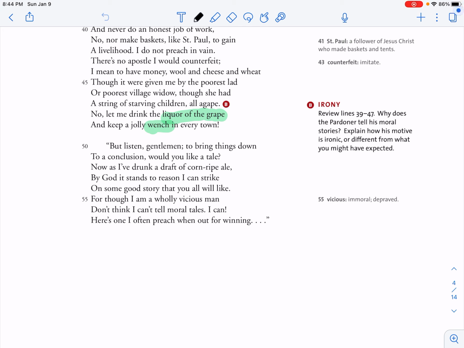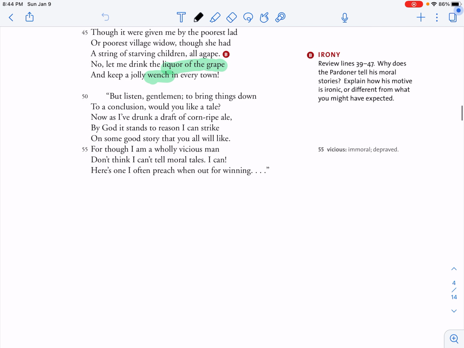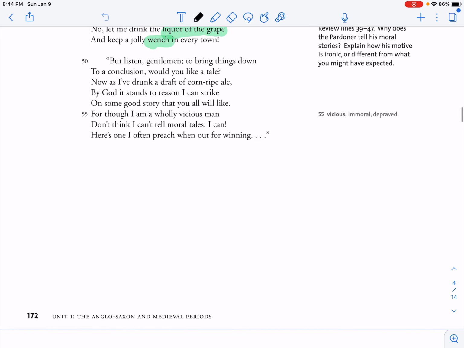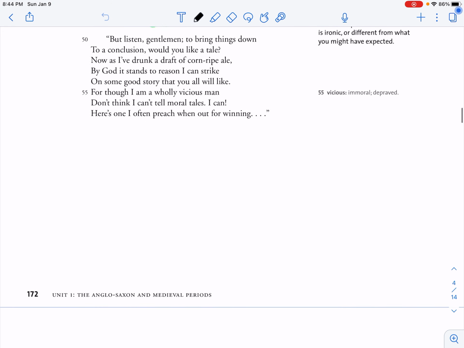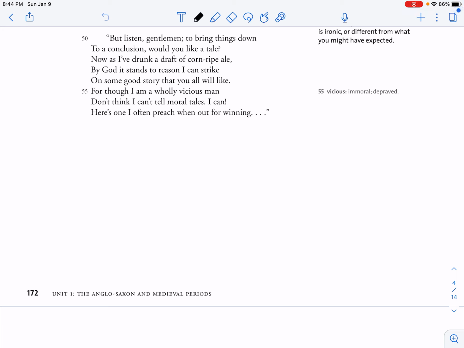No, let me drink the liquor of the grape, meaning wine, and keep a jolly wench in every town, a girlfriend. But listen, gentlemen, to bring things down to a conclusion, would you like a tale? Now as I've drunk a draught of corn-ripe ale, by God it stands to reason I can strike on some good story that you all will like. For though I am a wholly vicious man, don't think I can't tell moral tales. I can. Here's one I oft preach when out for winning, blah, blah, blah, meaning, money.